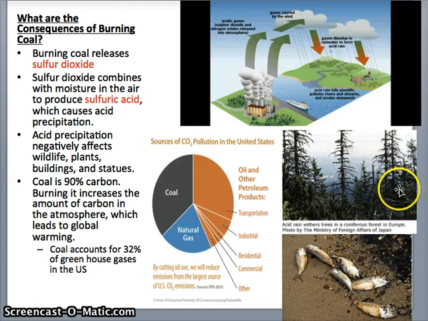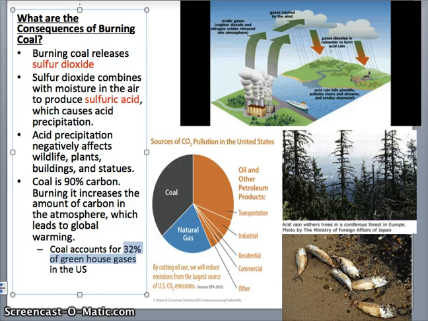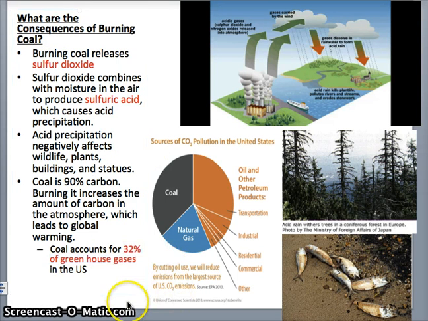These trees were withered away by acid rain, and acid rain in streams and rivers is very deadly to fish. So coal very negatively affects ecosystems. And currently, coal accounts for around 30% of greenhouse gases in the United States. And it also contributes to global warming because of that.